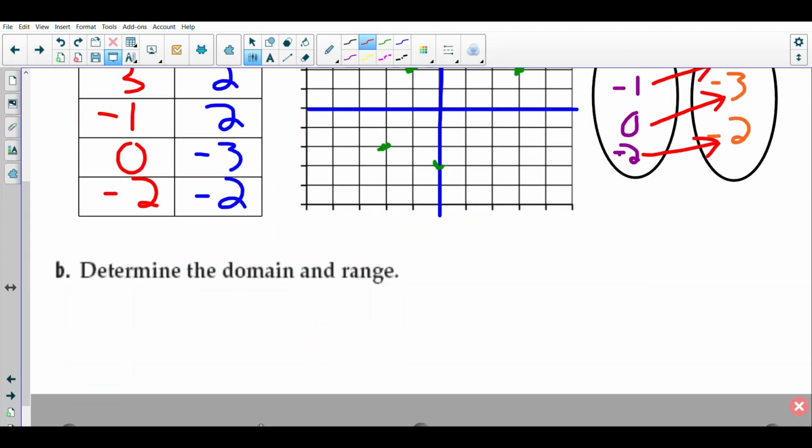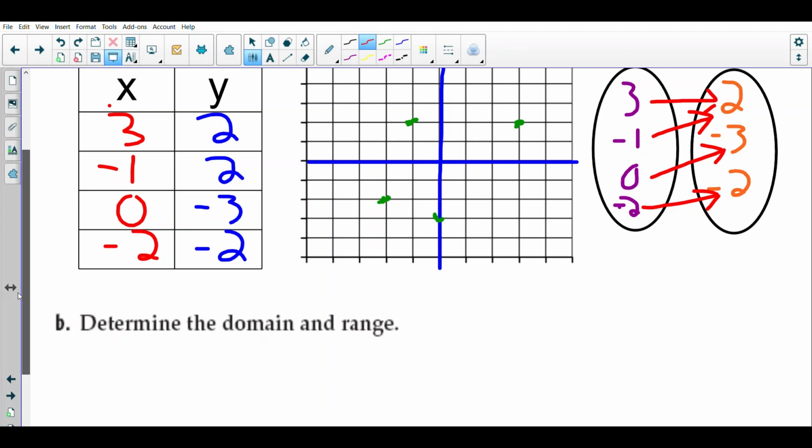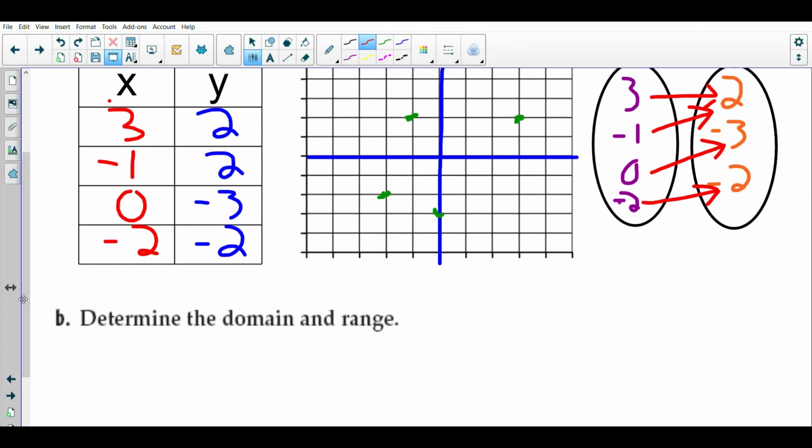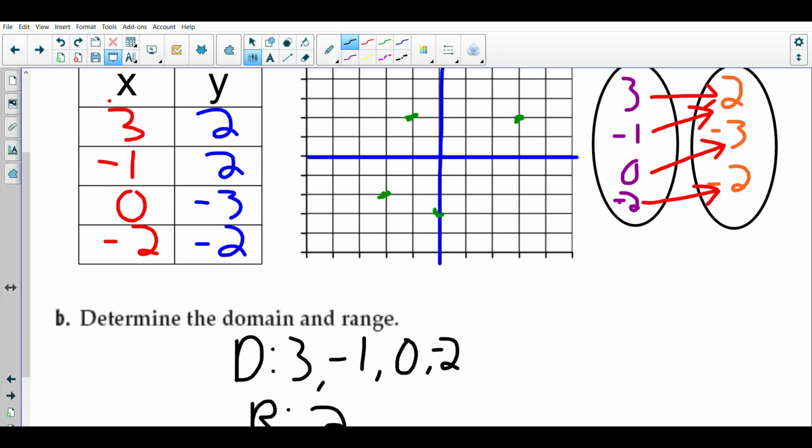So to finish off, determine the domain and the range. So like I said, the domain is the x values and the range is the y values. So your domain, I'm just going to put D, would be 3, -1, 0, and -2. Your range would be your y values. So I have 2, -3, and -2. Now notice I don't have to put the 2 twice, I only have to put it once.